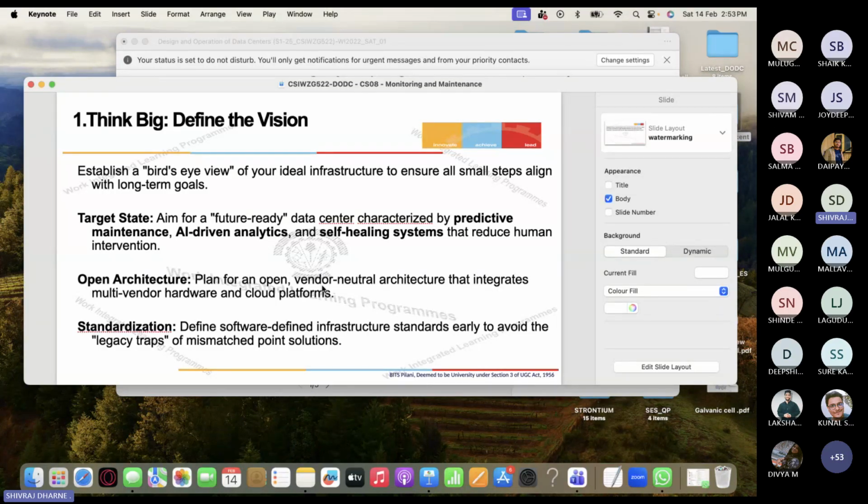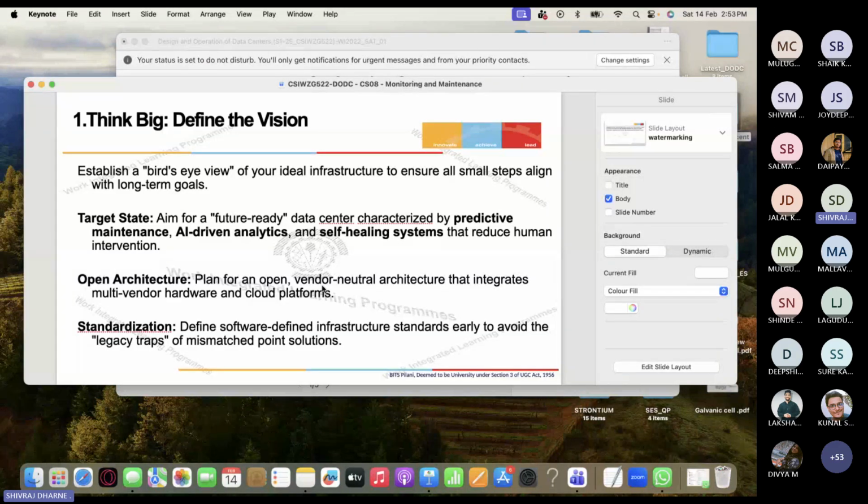These three elements I will explain. Think big, in that first comes the target state. What is the aim, right, for a future ready data center? You know, how you characterize it by predictive maintenance, AI driven analytics, and self-healing systems. So that is a target state, right? Which will help you reduce human intervention and everything is done autonomously, right?